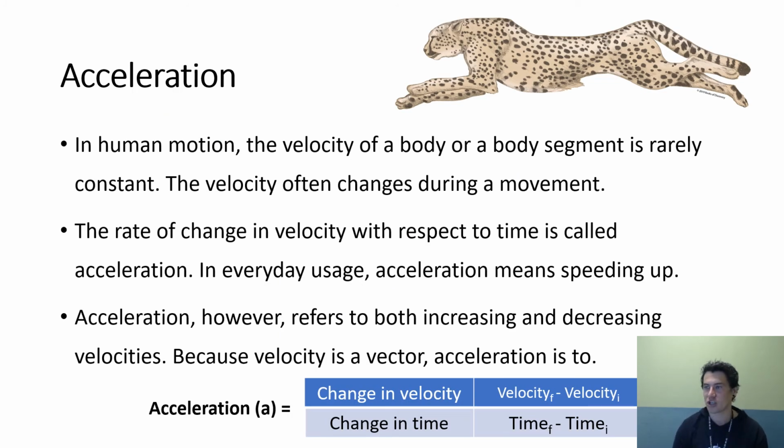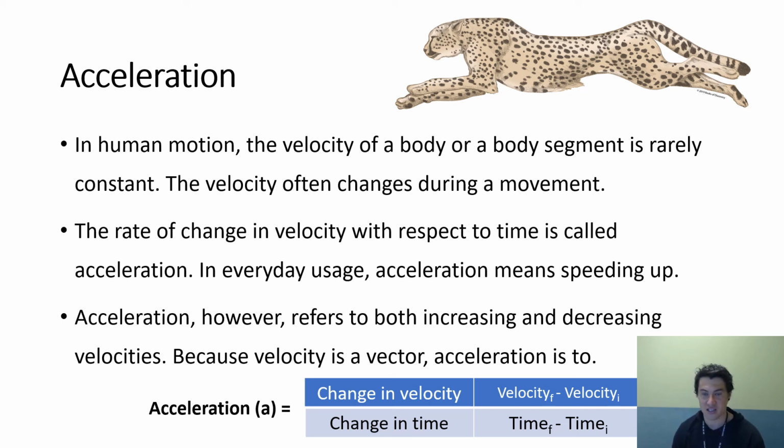Acceleration in human motion: the velocity of a body or a body segment is rarely constant. It isn't constant very often, if at all, really. The velocity often changes during a movement. The rate of change in velocity with respect to time, so how much that velocity changes within a certain amount of time, is called acceleration.